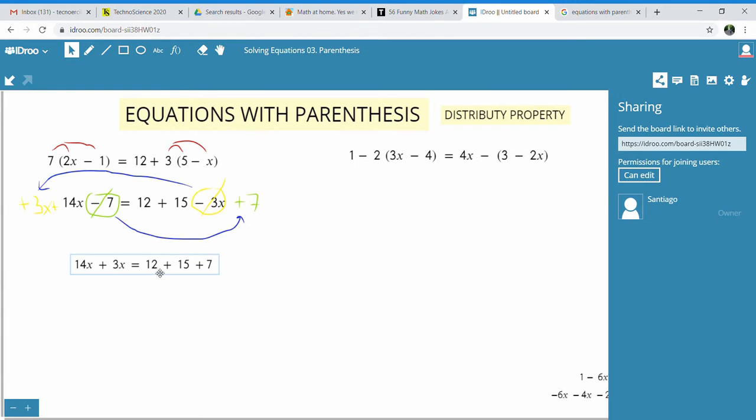So it's the moment when we can operate. Now we can operate, yes, because you have 14x and 3x, an addition of monomials, 17x. Here you have 12 plus 15 plus 7, which is 27, 34.